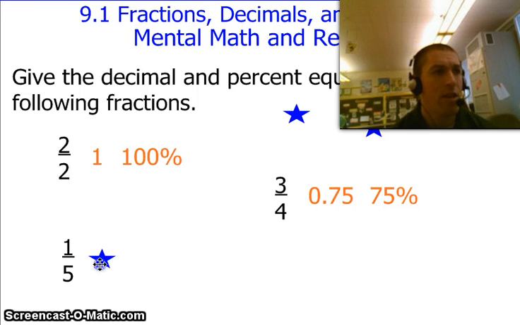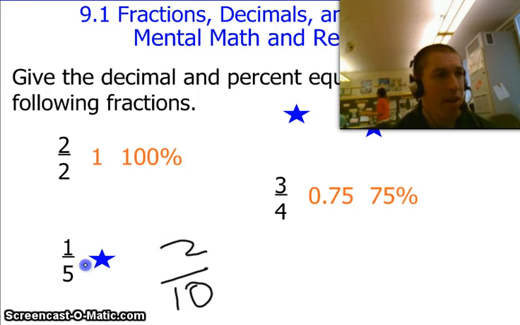For 1/5, we know that 1/5 doubled would be the same as 2/10ths, because we multiplied 1 times 2 to get 2, and 5 times 2 to get 10. Once we have that, it should be simple to get 20 hundredths, or 20%.